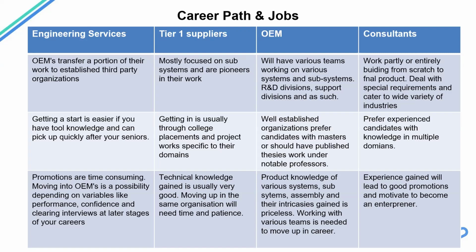Then you have tier one suppliers. Tier one or tier two suppliers are specifically working on a certain set of subsystems or systems, something like hydraulic systems, or suspensions, or tires. So these are all tier one or tier two suppliers, where they have worked on those subsystems. They have extensive knowledge on those subsystems that they have been working on.